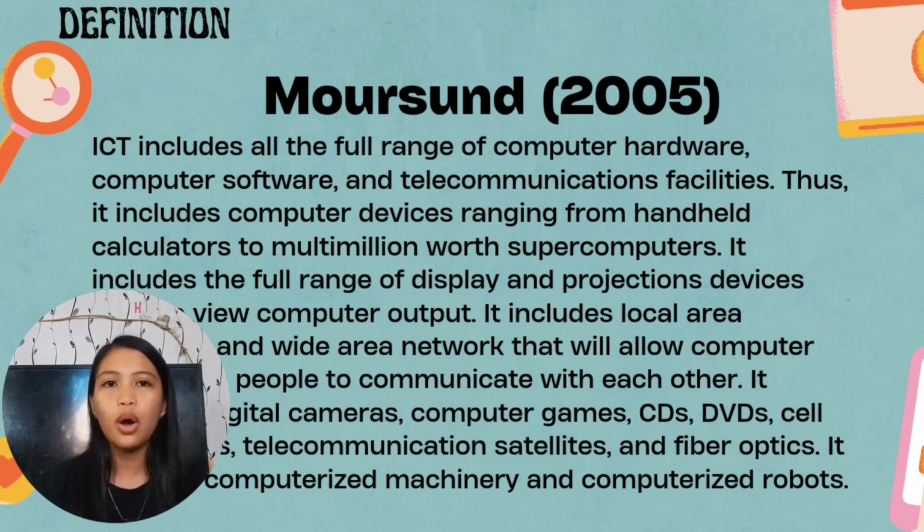So, according to Mersun, ICT refers to a wide range of computer hardware, software, and telecommunications facilities. It includes devices like computers, digital cameras, cell phones, and even computerized machineries and robots. So, for example, a digital camera is an ICT tool that allows you to capture and store photos digitally.